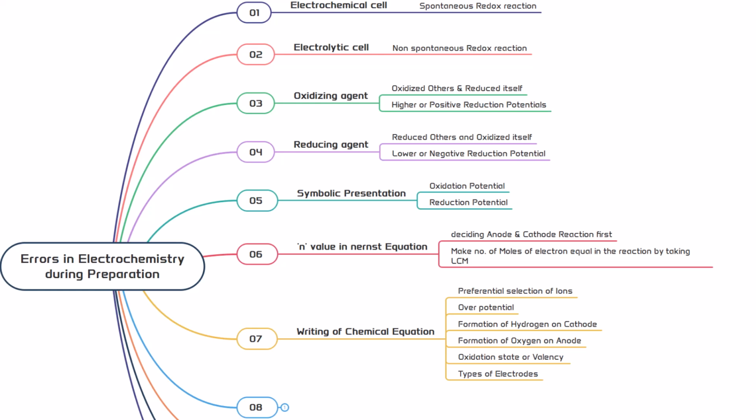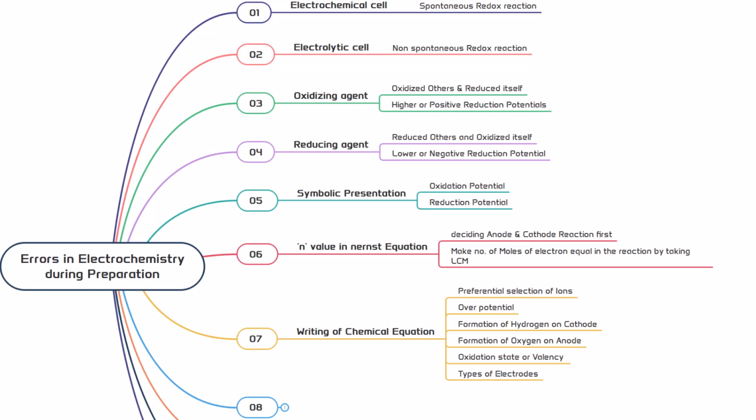Then the second important concept is overpotential. Most of the students ignore that concept and believe that overpotential doesn't exist. Actually, it exists, and we have one example between the hydroxide ion and the chloride ion. So learn overpotential and select the ions accordingly.